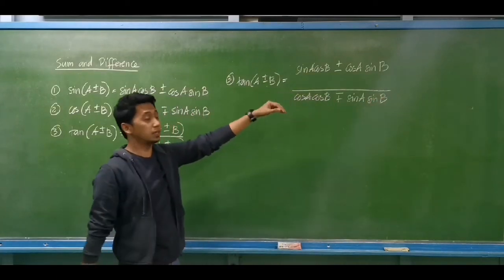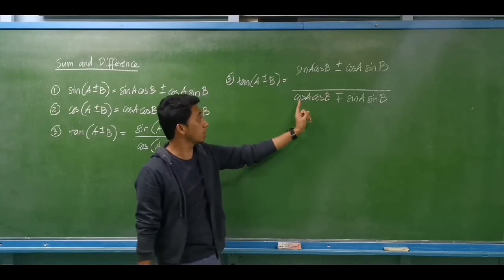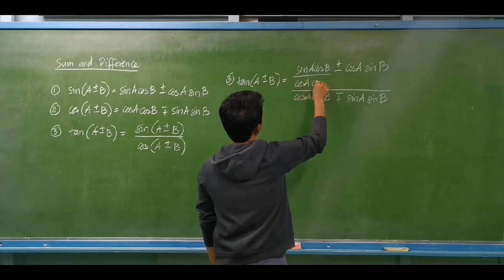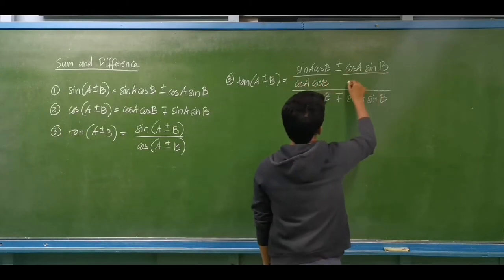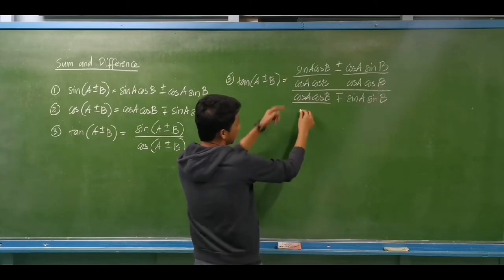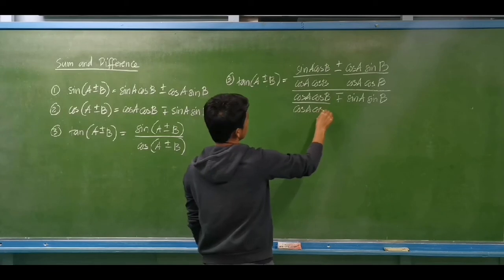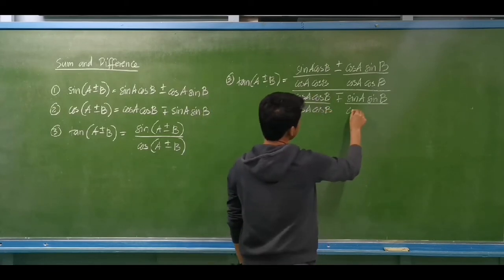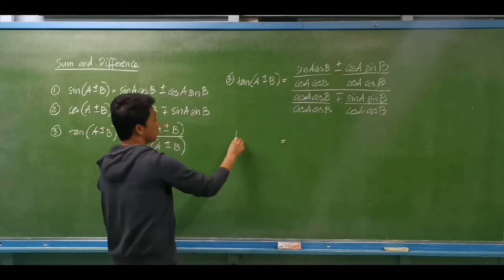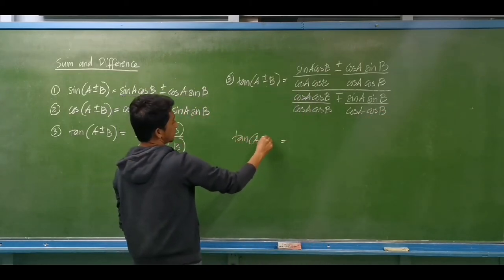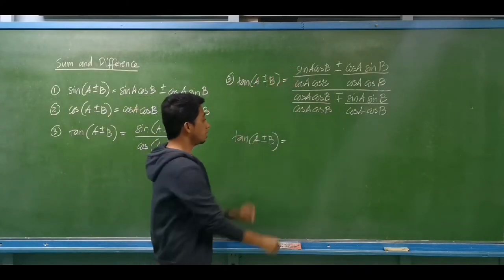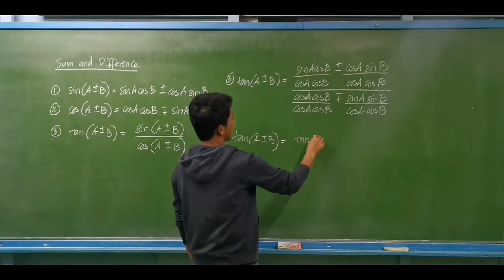To simplify this one, i-divide natin lahat ng terms ng cosine A, cosine B. So this is divided by cosine A, cosine B. Okay. So siya yung divisor natin, cosine A, cosine of angle B. Then we simplify the equivalent of tangent angle A plus or minus angle B. So dito we have sine A over cosine A. That is the same as tangent of angle A.